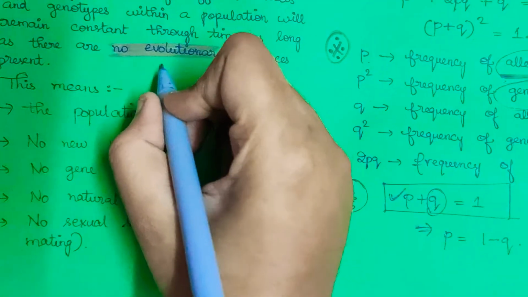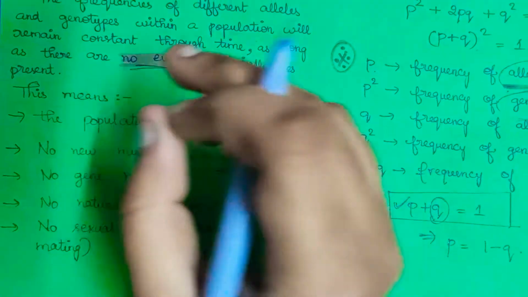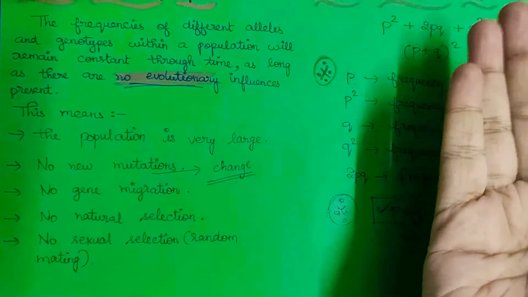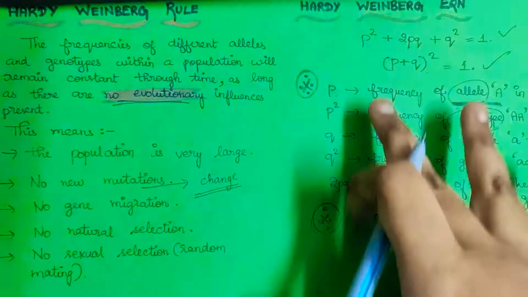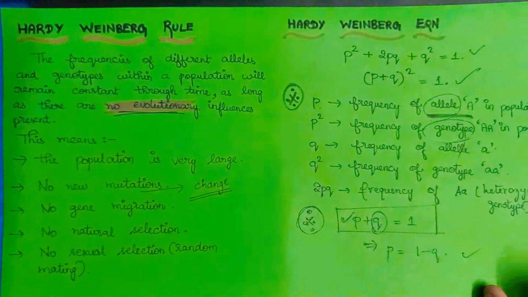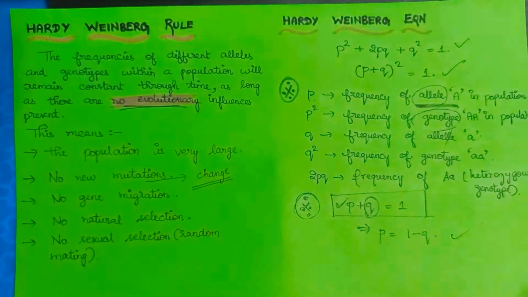And this is the most important term. When there is no evolution, the frequencies of different alleles and genotypes within a population will remain constant. This is what is stated by the Hardy Weinberg rule. You can just take a screenshot for a clear understanding.